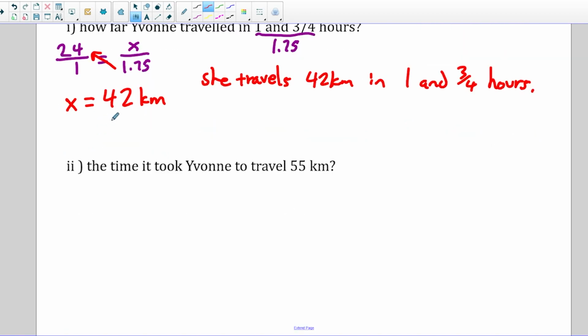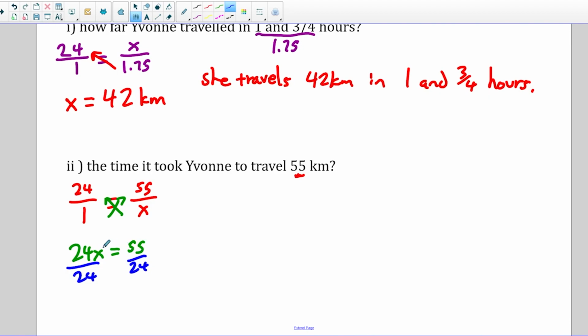For this next part, we're trying to figure out the time it took Yvonne to travel 55 kilometers. So again, we're going to set up a proportion using our slope. 24 kilometers per 1 hour has to be equal to 55 kilometers per x hours. Once again, we can cross multiply, and we notice that x is on the bottom, so we're going to cross multiply onto both sides. 24 times x gives you 24x, and 1 times 55 gives you 55. Now we have 24x is equal to 55. All we need to do now is divide both sides by 24, and we'll get rid of the 24s on that side. We'll finally end up with x is equal to 55 over 24.